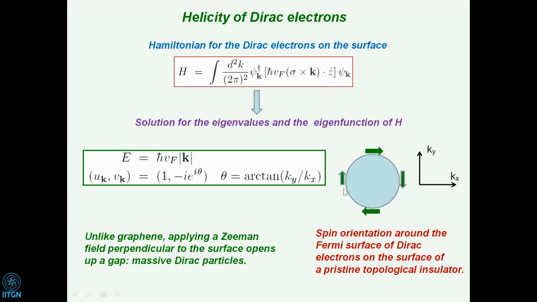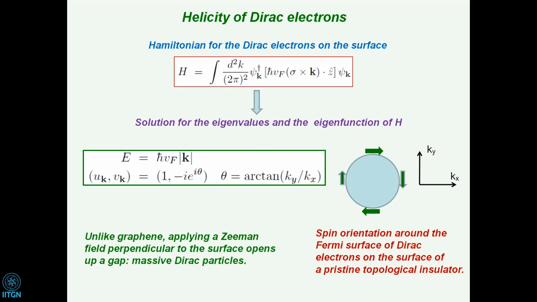So the spin orientation of this Dirac, so if you have a Fermi surface around this Dirac point, the spin orientation of the electrons around this Fermi surface would be like this, because you see at each point on this Fermi surface, the velocity of the electron is moving perpendicular to the tangent of the surface. So for example, at this point it's moving towards x, etc., and therefore the spin is perpendicular. The green arrows are the direction of spins.